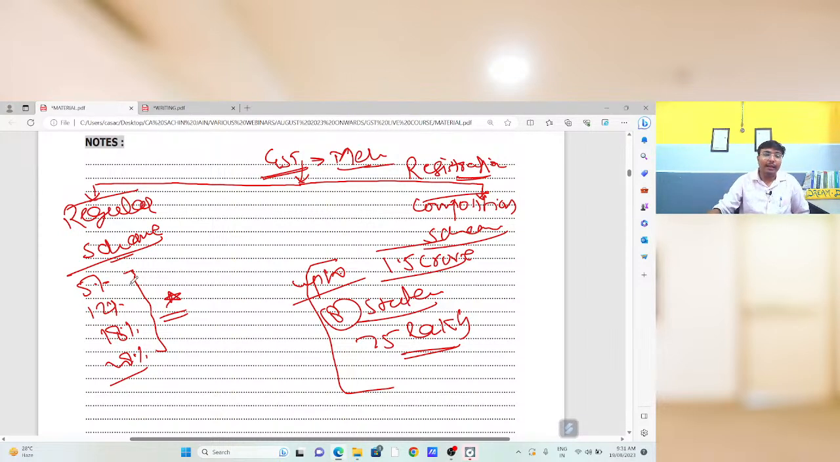So now, under the regular scheme, certain specific rates are available, and I need to make the payment of taxes at these rates. And also, I am eligible to claim the input tax credit.